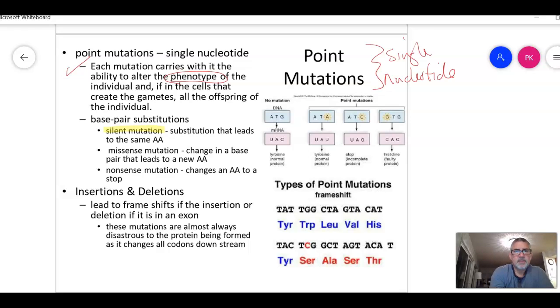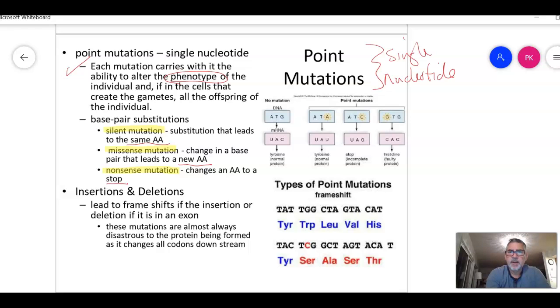A silent, right, gives you the same amino acid. A missense gives you a new amino acid. And a nonsense, right, gives you a stop, right? So those are our 3 types.